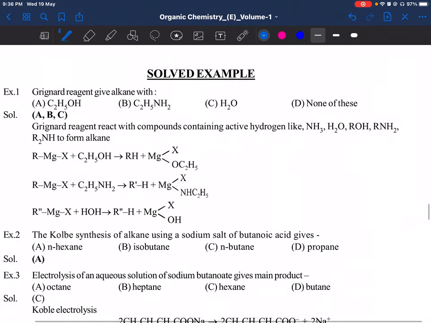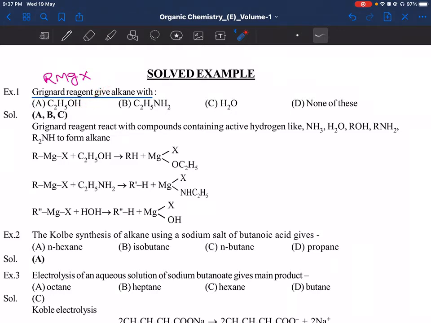This is related to Grignard reagent giving alkane. Grignard reagent giving alkanes is very simple. RMgX, Grignard reagent, we already discussed. Here the first option, alcohol, has H plus O minus. So this H plus and R minus combine and give alkane. So the first one is the right answer.